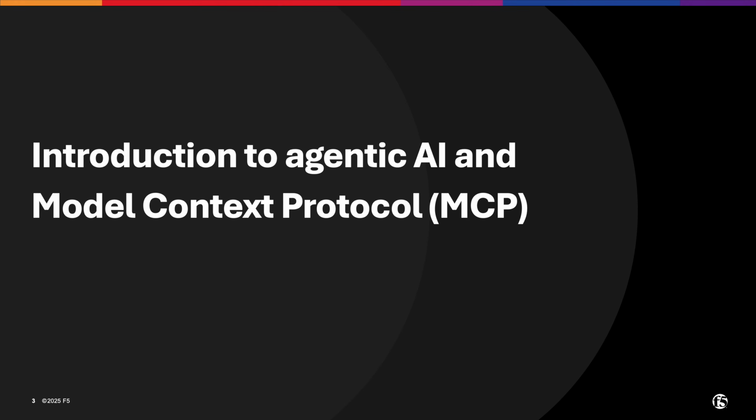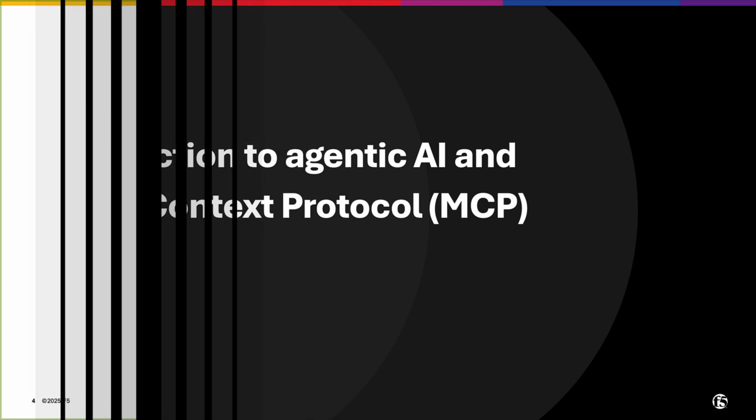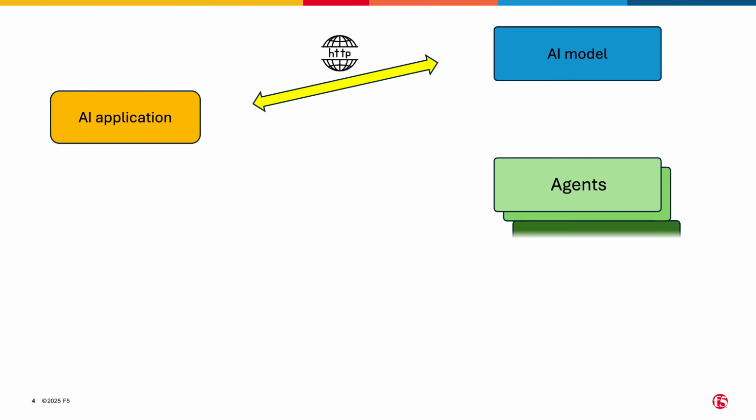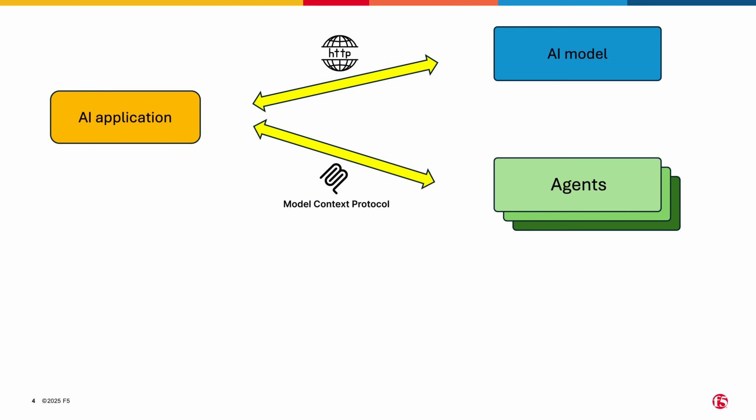Let's quickly introduce Model Context Protocol, or MCP for short, and Agentic AI. Let's first show the three main components. The arrangement is the typical AI application which makes queries to the AI model, but in this case, the AI application is MCP protocol enabled, which is the protocol used to talk with the AI agents. These AI agents are used by the AI model as well, but through the AI application. Let's see how this works.